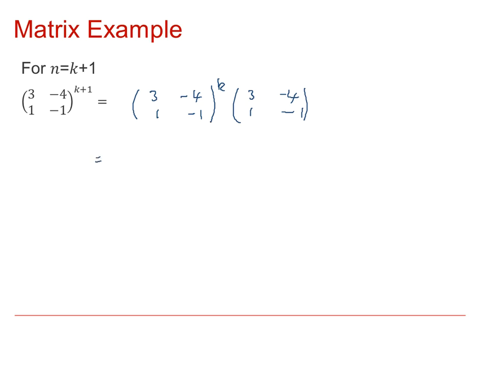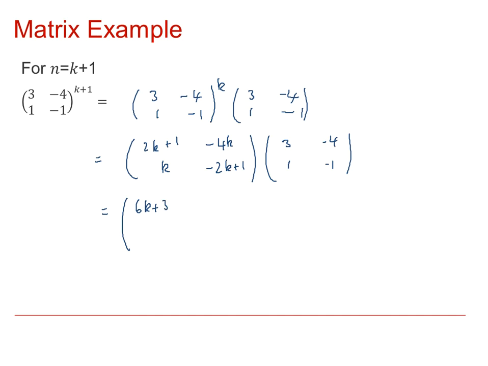So then, using just our usual way of multiplying matrices together, we can first of all write our result for the matrix to the power k, which we're assuming to be correct, which is (2k+1, -4k; k, -2k+1). And we're going to multiply that by (3, -4; 1, -1). So looking at the first row multiplied by the first column, we get 3 multiplied by 2k plus 1, so that's 6k plus 3, and then minus 4k. The first row multiplied by the second column gives minus 8k minus 4, and then plus 4k.